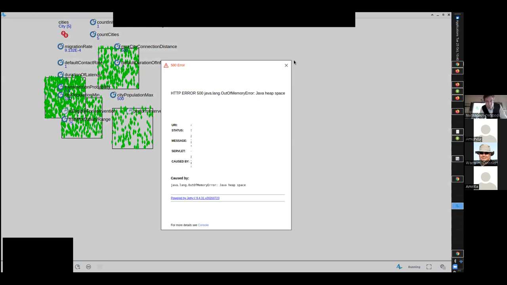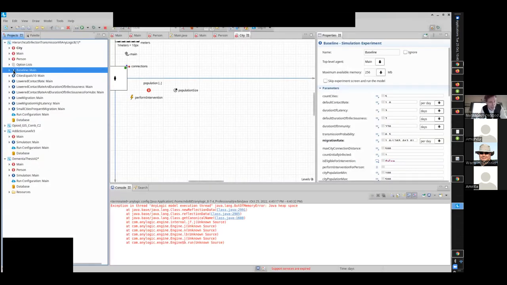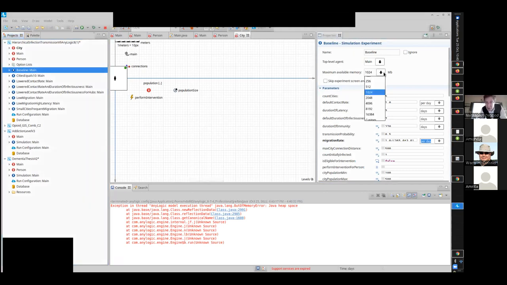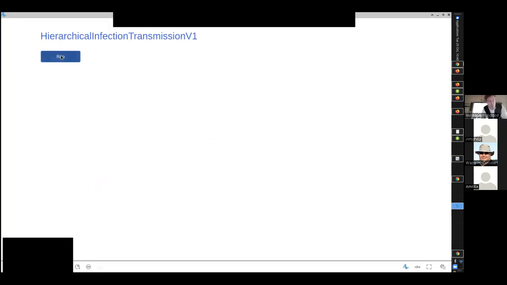We'll have, Java heap space is exhausted. Okay, well, isn't that something? Why that only came up now baffles me, but I will go set this. If I select baseline, view it in the properties, I'll select the maximum available memory to be 1024 megabytes. So that's 1 gigabyte of memory, and I will run this.